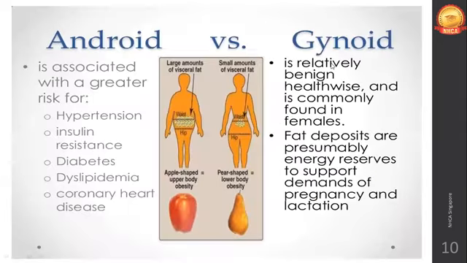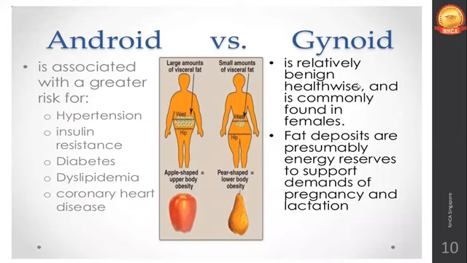So android and gynecoid kind of body figures. The gynecoid one on the right side is the pear-shaped body. You have small visceral fats around your pelvis. It will not affect your cardiac health or any heart-related issues. It is very benign in its function and commonly found in females.